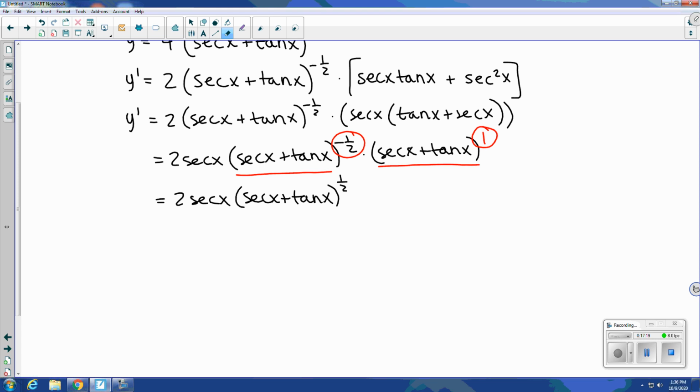And if I really want to, I could write it back as a radical. And that's the fully simplified answer. So is it necessary to take all those steps? Probably not. You probably could have just stopped a step above that, because getting there shows that you know the derivative rules and how to apply them.